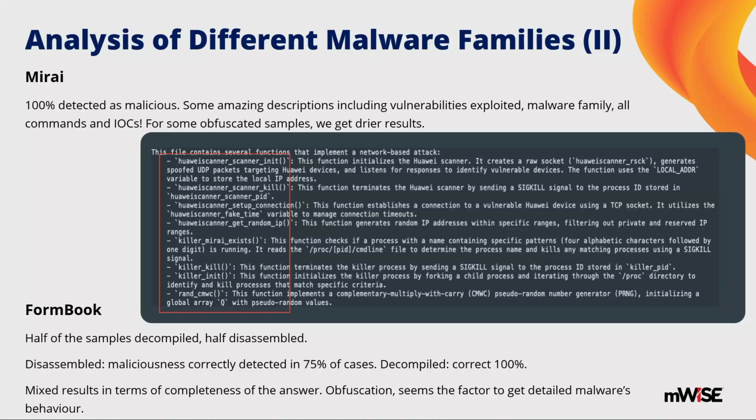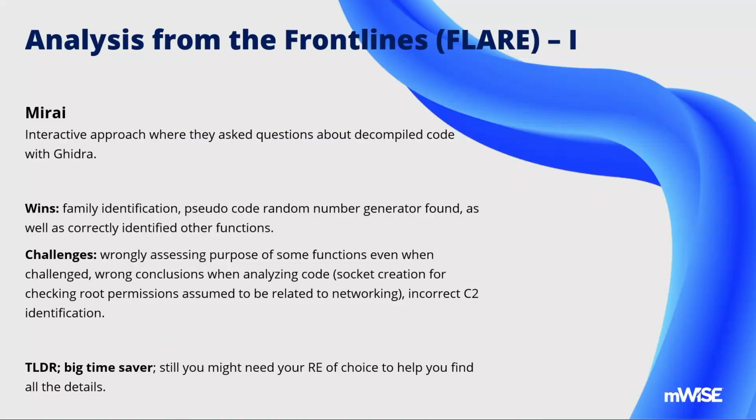And in the case of Formbook, we do something strange. We use half of the samples decompiled and half disassembled. For the disassembled ones, the maliciousness was detected in 75%, and for the decompiled in 100%. I think this is very circumstantial, and actually, I don't think there is much value in this bullet point. Maybe I shouldn't have put it. There is a lot of circumstantial behavior depending on the sample itself. We will discuss this in a bit.